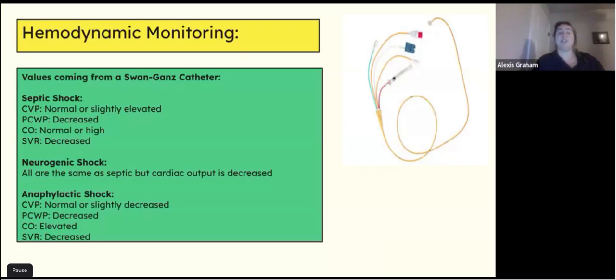And then in neurogenic shock, these will all be the same as septic shock, except the cardiac output will be decreased. And then in anaphylactic shock, the CVP is normal or slightly decreased. Pulmonary capillary wedge pressure is decreased, cardiac output is elevated, and then systemic vascular resistance is decreased.